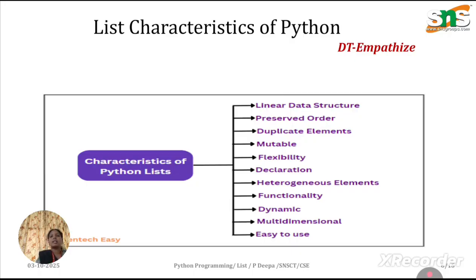Next, the characteristics of a Python list. It is mutable and very flexible. It is dynamic, so we can change the order of the list. It supports multi-dimensional access. It is very easy to use, preserves order, is a linear data structure, and duplicate elements can be preserved in order, etc. These are all the characteristics of the Python list.